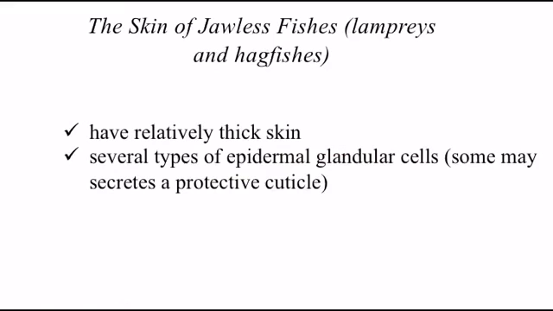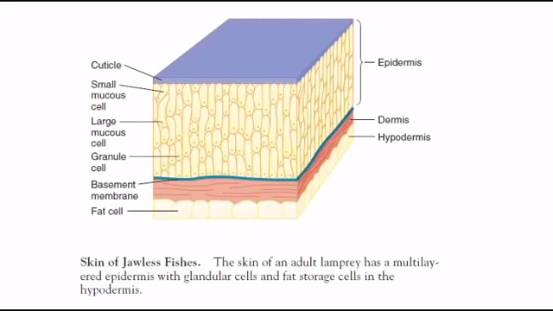Jawless fishes have relatively thick skin. Several types of epidermal glandular cells are present. Some may secrete a protective cuticle. This diagram indicates the skin of an adult lamprey, and here you can see the hypodermis, and the hypodermis contains fat cells.